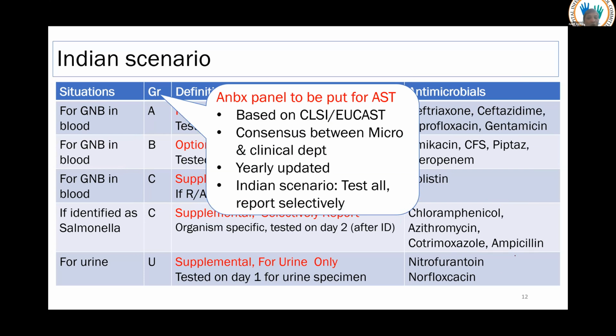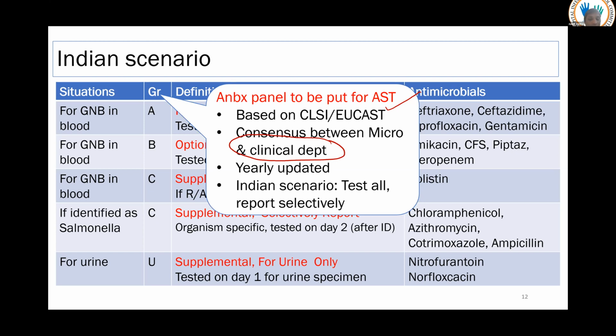However, how do we decide which antibiotic should go into A, B, C? Again, the guideline says that you take the concept from CLSI. However, do not decide the placement of antibiotics into A, B, C by your departmental consensus alone. If our microbiology department has a consensus that we will put this antibiotic under A, this under B, this under C, that is not the way. You have to discuss with your clinical department, because they have to decide.